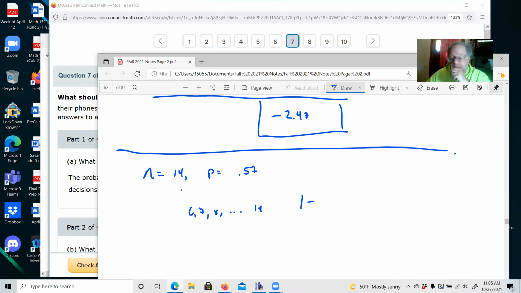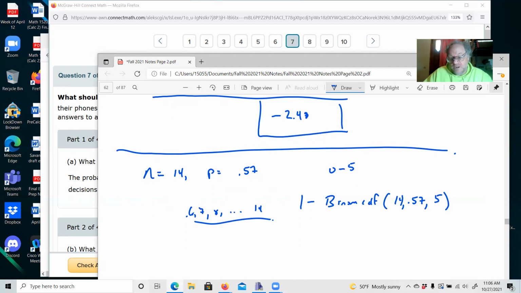Okay, binomial CDF, right? CDF is cumulative distribution function. It goes from 0 up to a certain value. What value are we going to go up to? We're going to go up to 5. Okay, so we've got 14 people. We have a chance of 0.57. If we take the complement of this, this will be the probability for 6, 7, 8, 9, up to 14. That's exactly what we want.